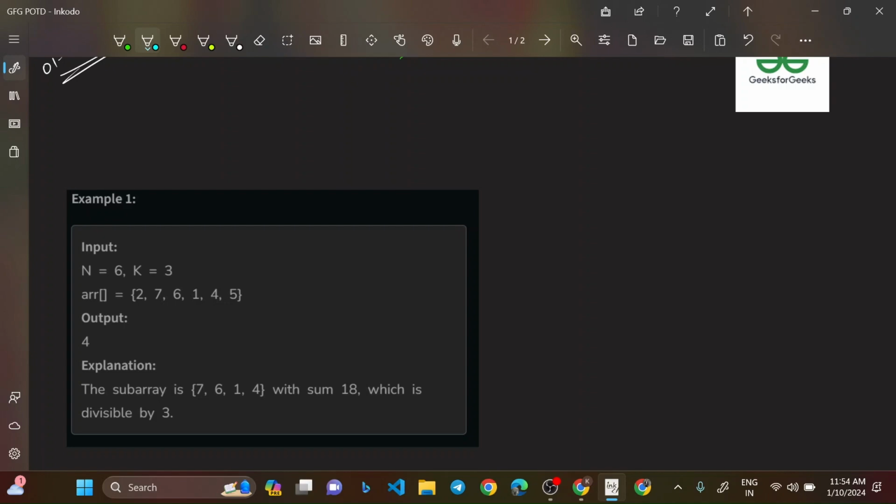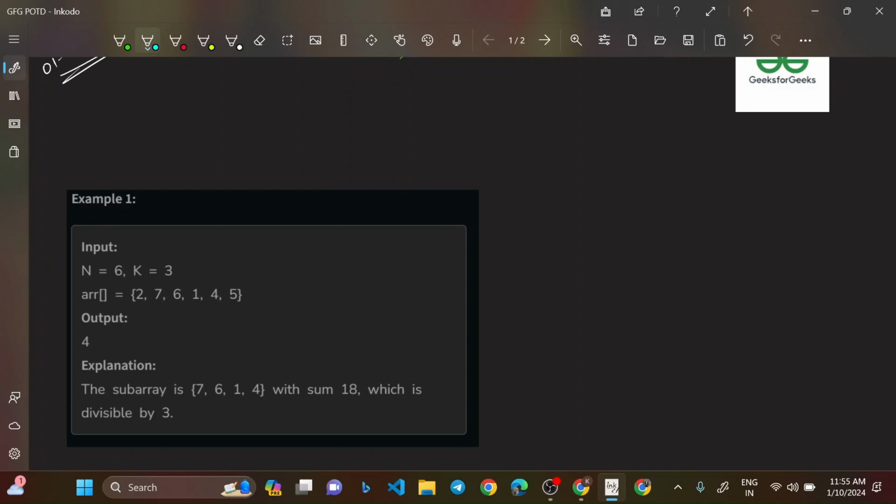Let us assume we start with an initial variable answer equal to 0, and we keep updating it whenever we get a subarray sum divisible by k, taking the longest length possible. This is the brute force approach that you can come up with.